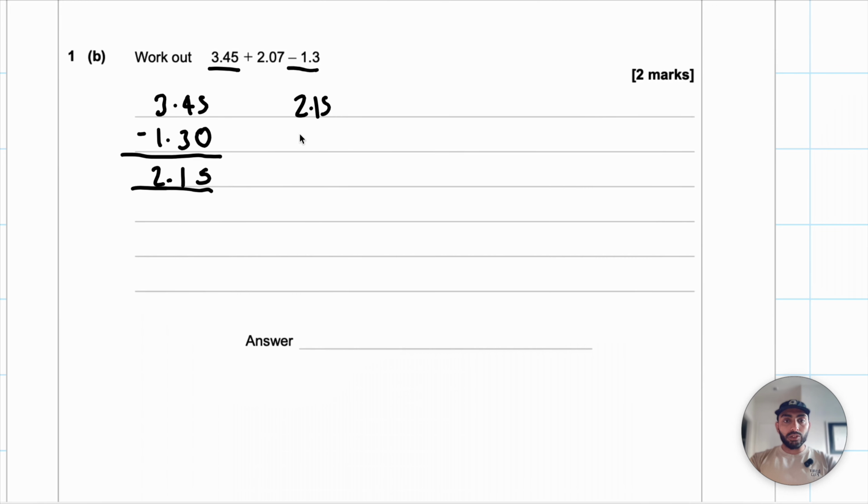Now we need to add on 2.07. 5 add 7 is 12. 1 add 1 is 2. Decimal point, 2 add 2 is 4, 4.22.